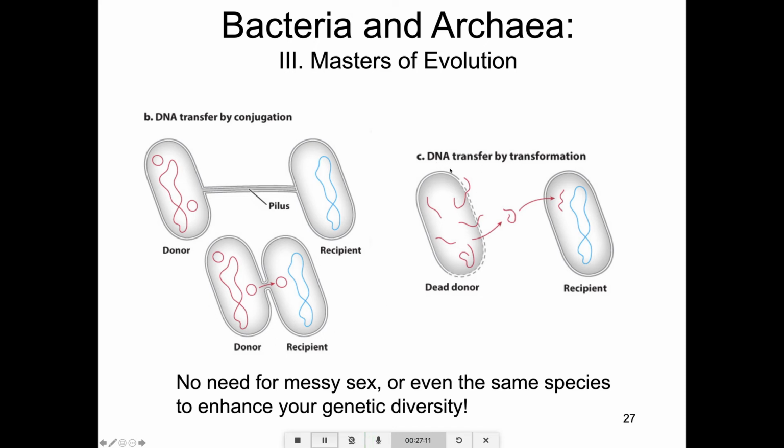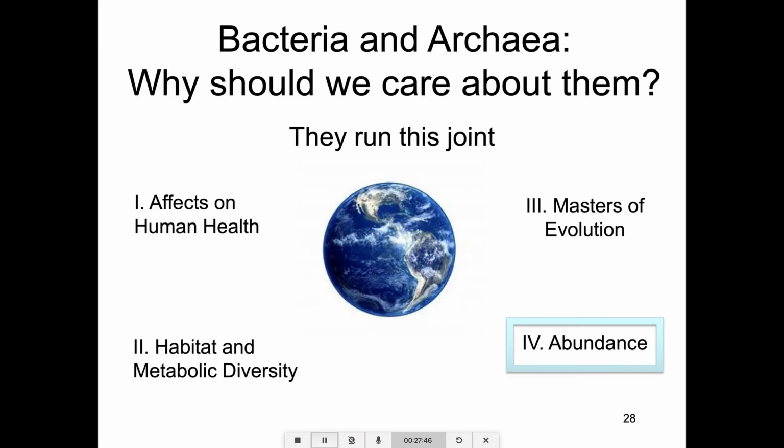You can also have DNA transfer through a process called transformation, where essentially a bacterial or archaeal cell dies, it releases its DNA out into the environment, and then another bacterial cell that's sort of floating around will actually pick up that piece of DNA from the environment. And so there's no need for this sort of messy and complicated process of sex that we see in eukaryotic organisms. It doesn't even have to be the same species. They can enhance their genetic diversity just by picking up DNA from other individuals or the environment.